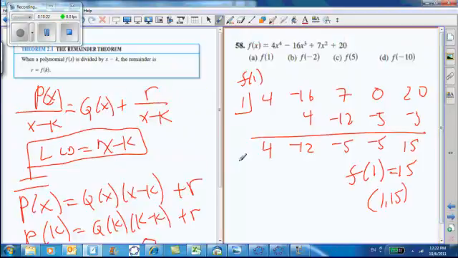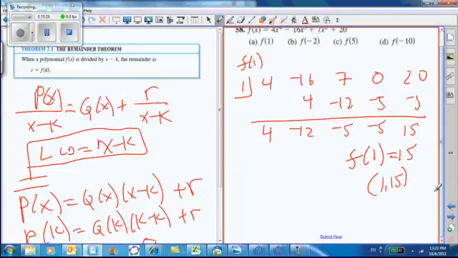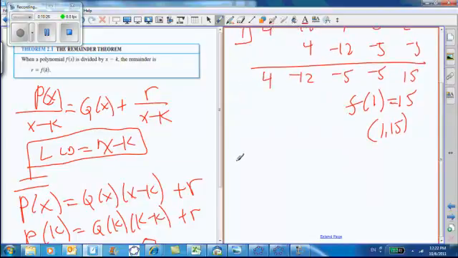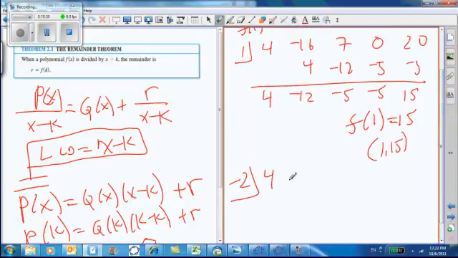Let's try another one of these. Find f of negative 2. Jot down the coefficients again: 4, negative 16, 7, 0, 20. Zip. Bring down the 4.